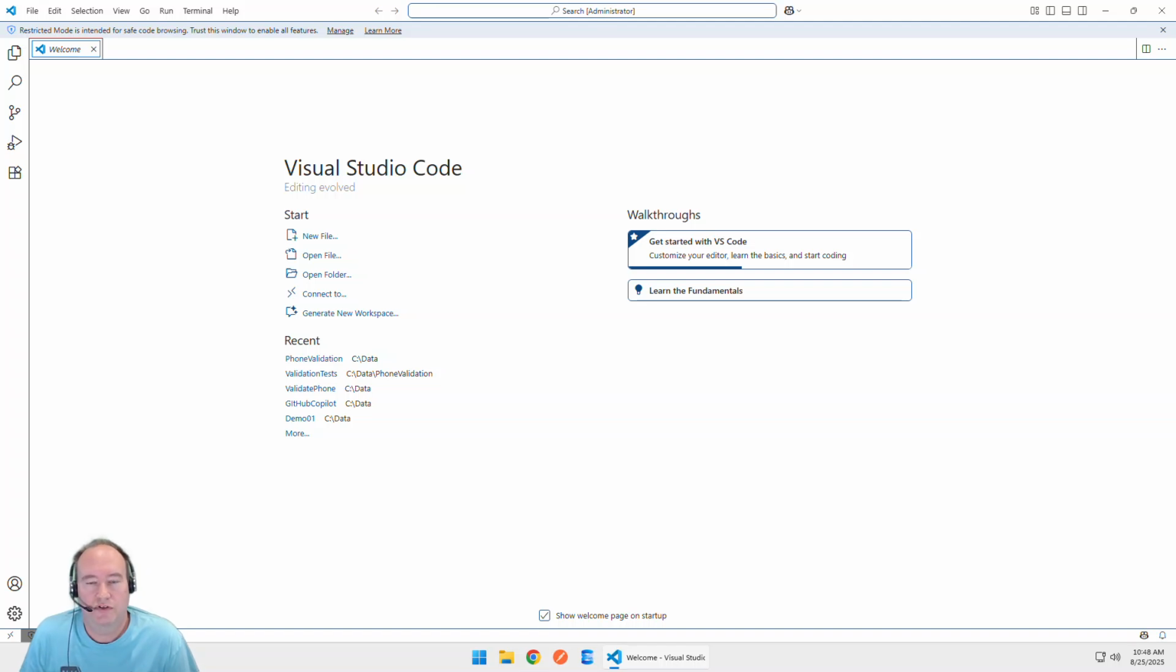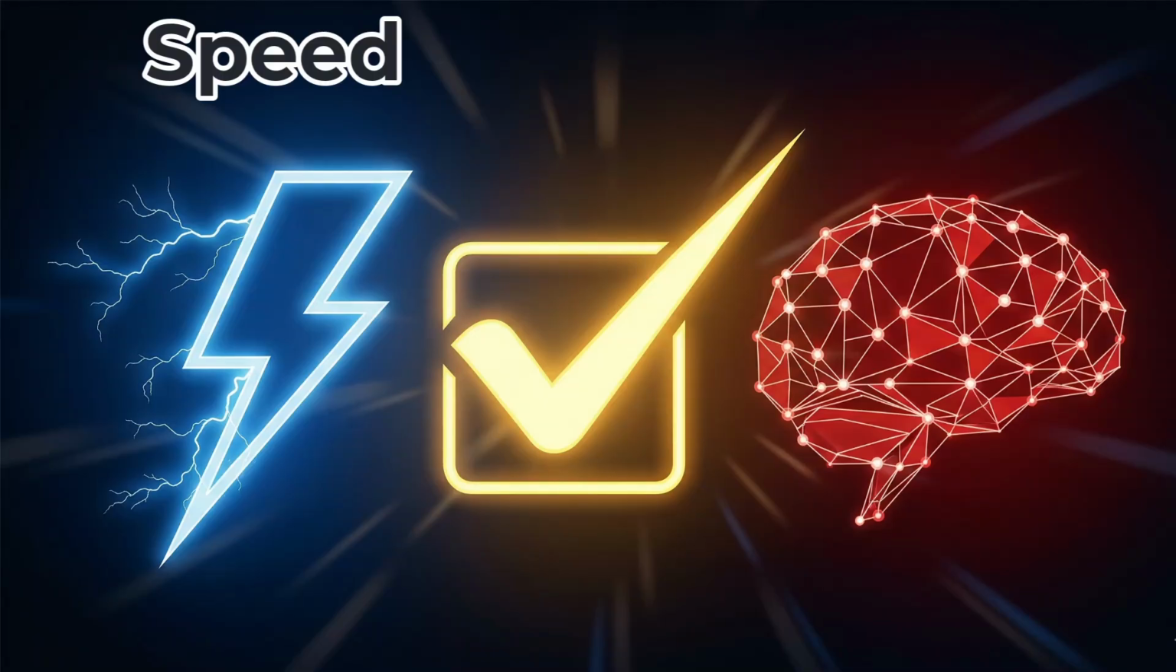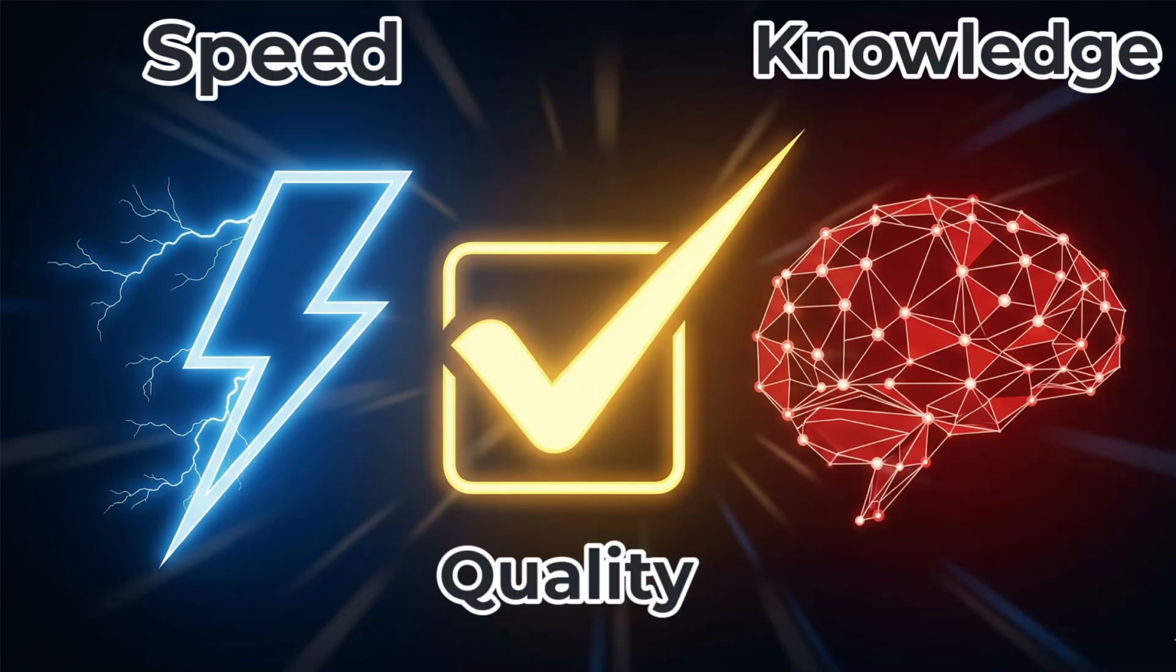Now, the main goal of using Copilot is threefold. One is to increase the speed at which we can deliver code. Two, increase the quality of the code that we deliver. And three, to increase our knowledge of what we're doing and how the Copilot agent actually creates its code so we can learn from that next time.